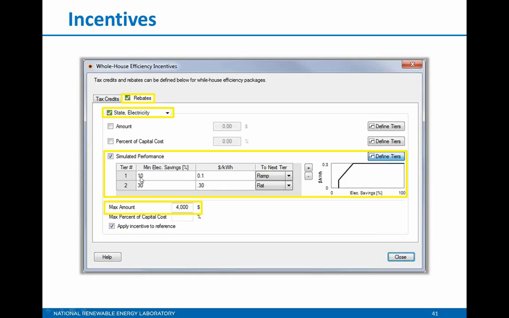So starting at 10% electricity savings, so the actual performance-based incentive is tied to your energy efficiency electricity savings. And so starting at 10%, you could get 10 cents per kilowatt hour. That then ramps up to the next tier, which starts at 30% energy efficiency electricity savings, and that is then at 30 cents per kilowatt hour. And so that's what's reflected here in this graph. And then finally, the rebate also has a max amount of $4,000. So this is an example of how you would specify that type of whole house efficiency incentive.